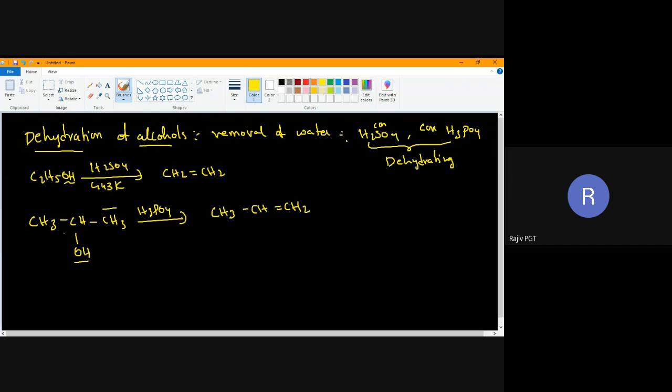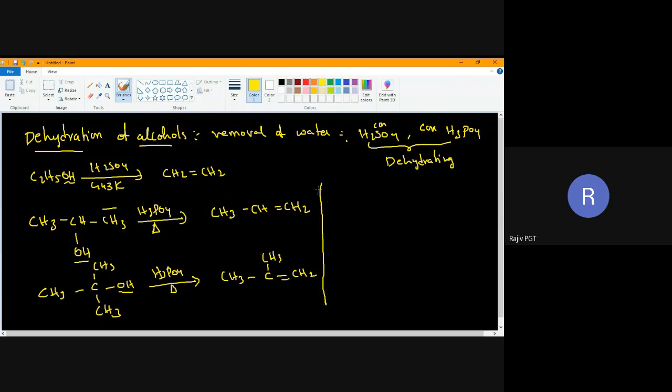Even tertiary alcohols will give this reaction. I'm just trying to revise it, then proceed to the next concept. Here also we use H3PO4 and heat it. Here also heating. So from here OH, and from here H, you get CH3C(CH3)=CH2. About this part also I have explained.